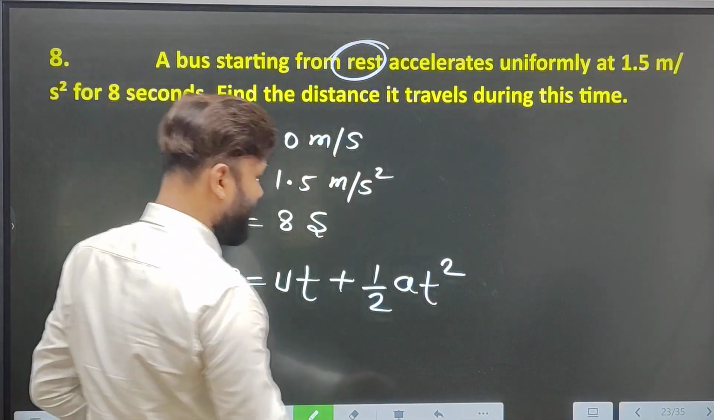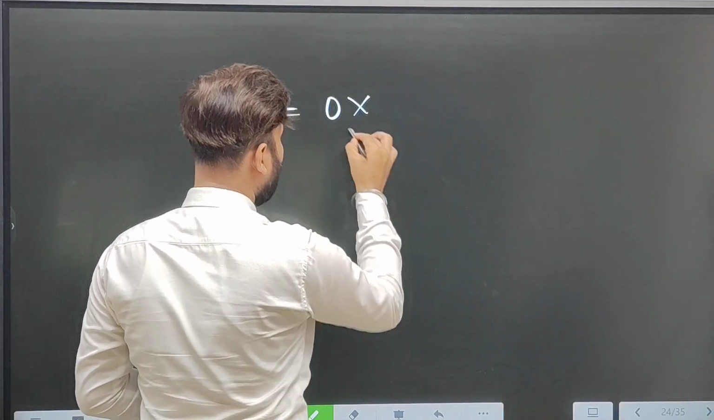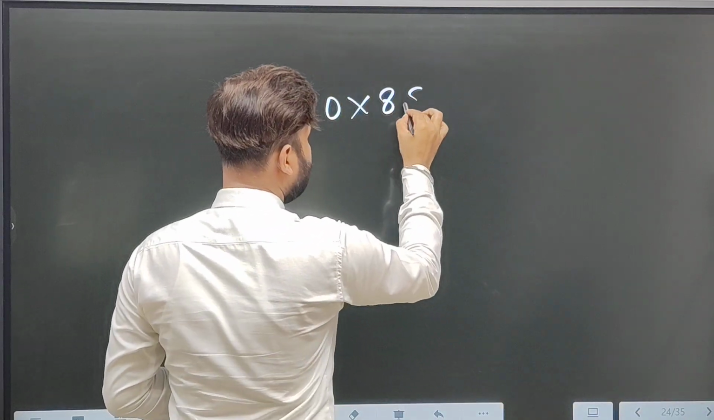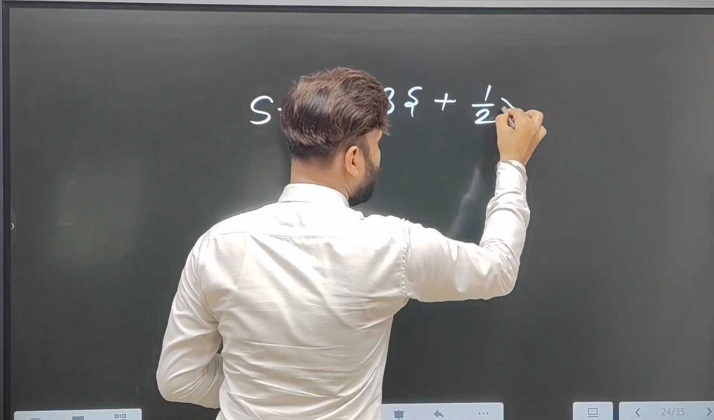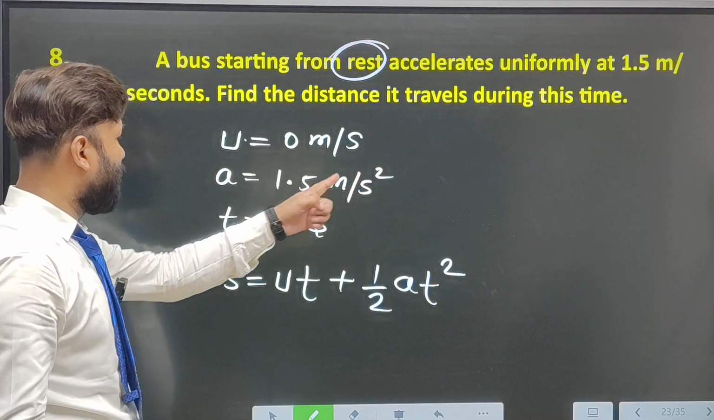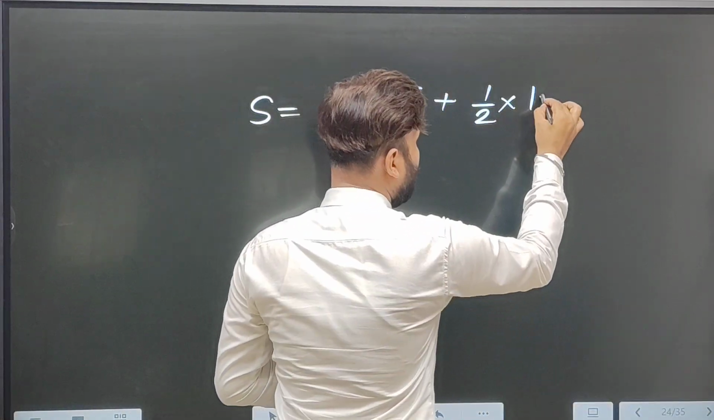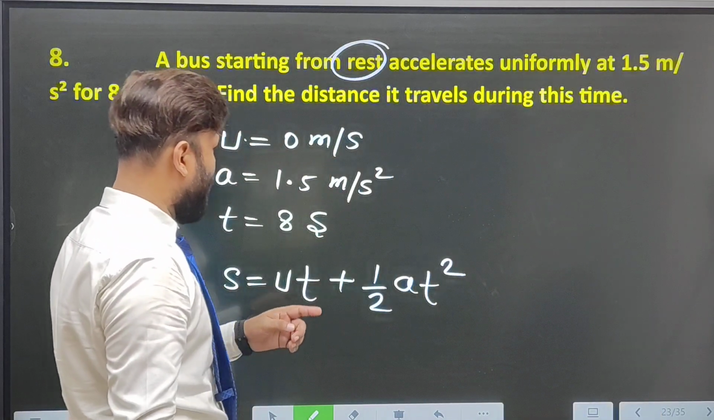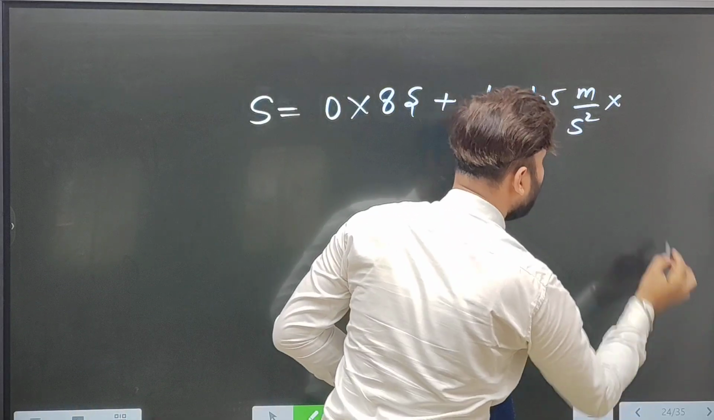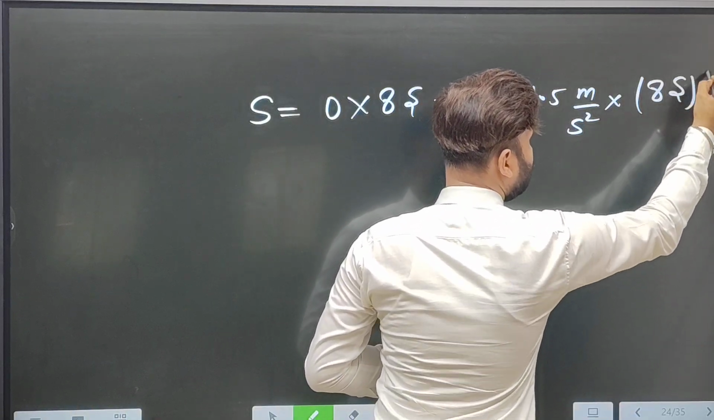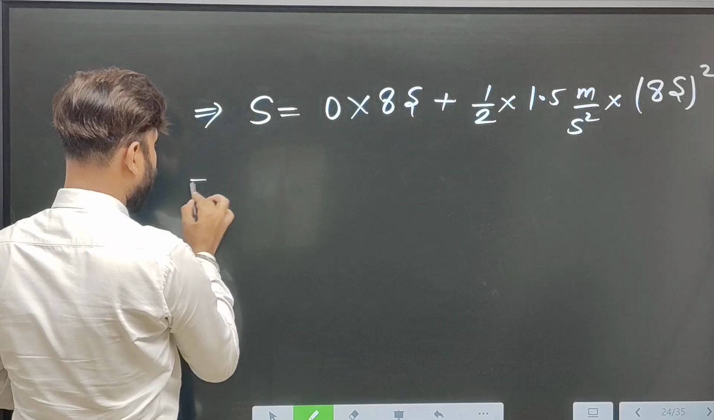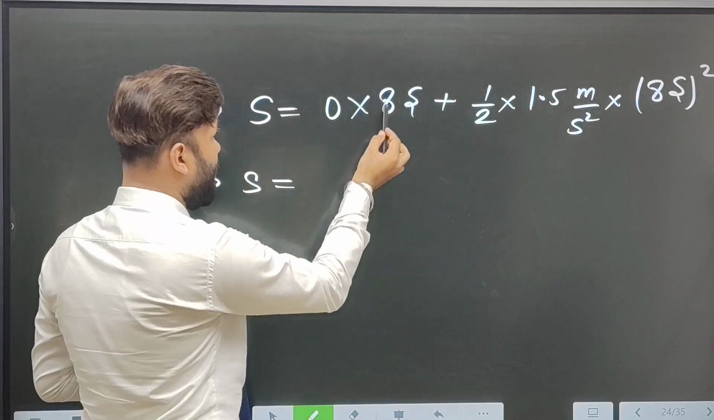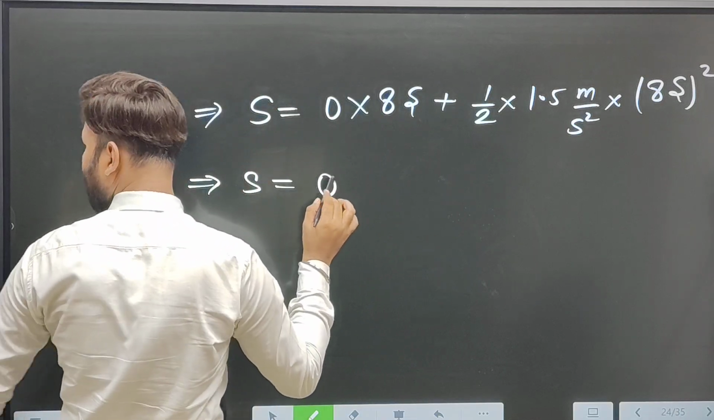So u is how much? 0 meter per second. And time is how much? 8 seconds. Plus half a. A is how much? 1.5 meter per second square, and t is how much? 8 seconds, so 8 second square. So s is equal to, 8 and 0 multiply, so 0.